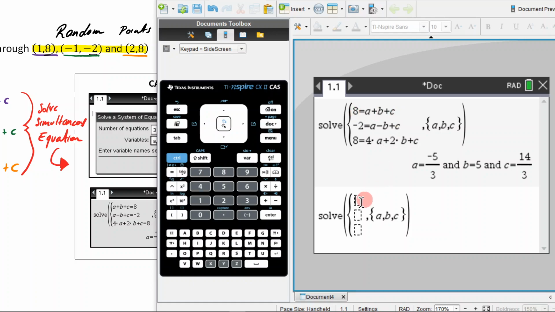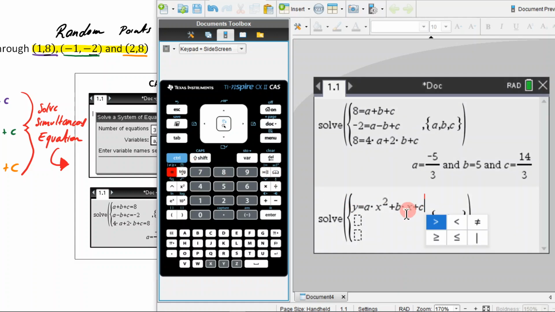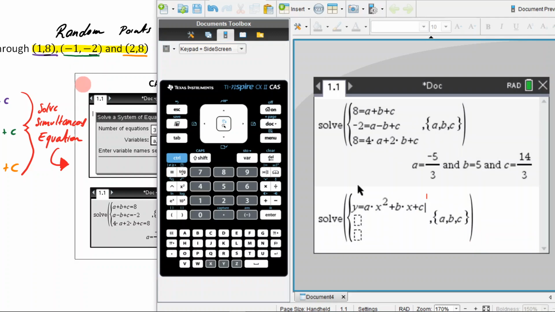instead what I'm going to write is y is equal to a, and it's very important that you hit the times button here, times x squared, and then plus b times x plus c. So I'm writing down the actual rule. So y is equal to a times x squared plus b times x plus c. And now what I'm going to do is go control equals such that, and I'm going to actually put in my point. So x is equal to 1, and my other point is y is equal to 8.